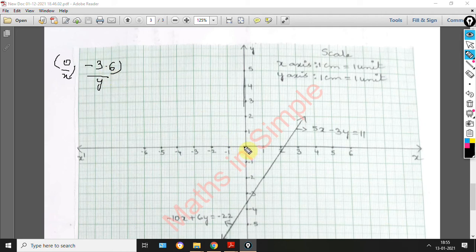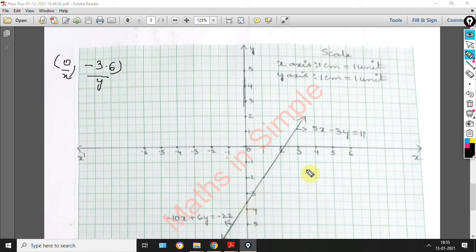First, from this position at 0, we have to see where minus 3 is. Here we got minus 3, but it says 3.6. So we have to check the next slight horizontal lines: they will be minus 3.1, 3.2, 3.3, 3.4, 3.5, 3.6. So here we have to put a point.